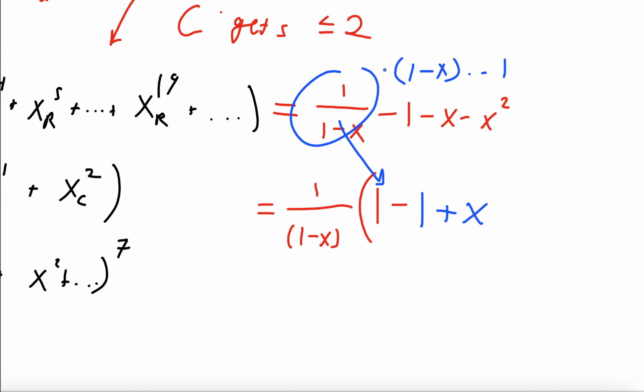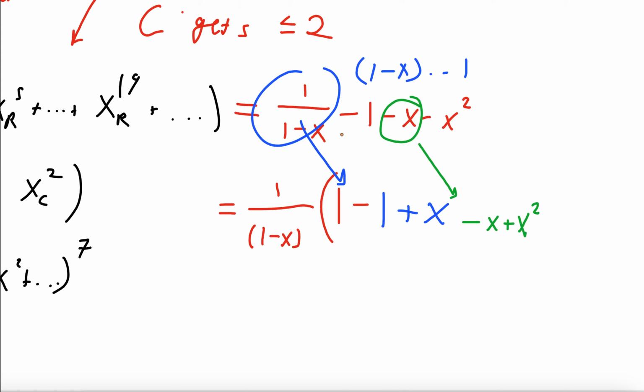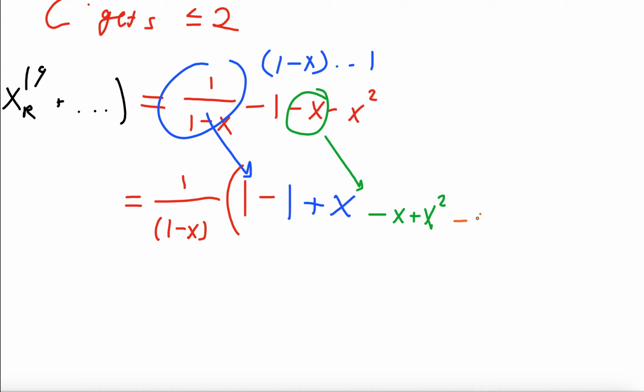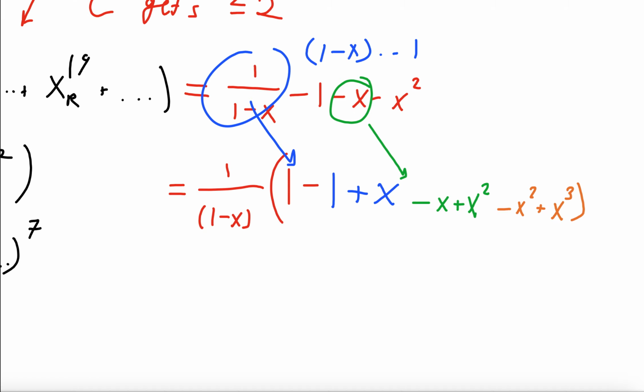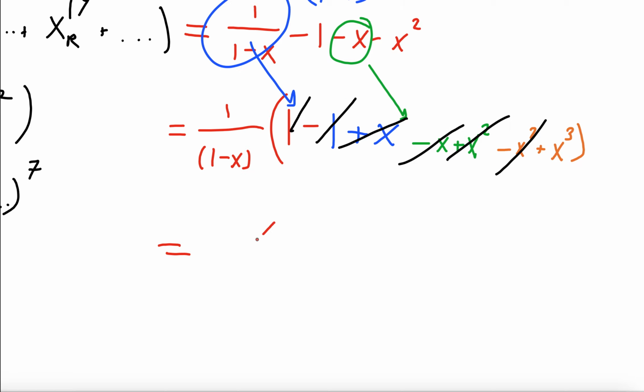And then here, the x term becomes minus x plus x squared by multiplying by 1 minus x. And the next term becomes minus x squared plus x cubed by distributing the 1 minus x across the x squared term. And so this is very nice because look, the 1's cancel, x's cancel, x squared's cancel. So what this really becomes is x cubed over 1 minus x.